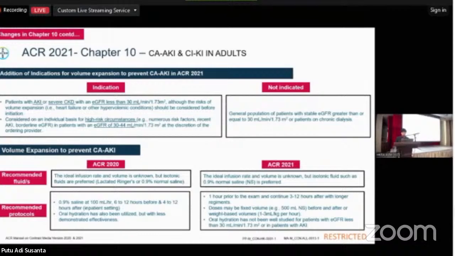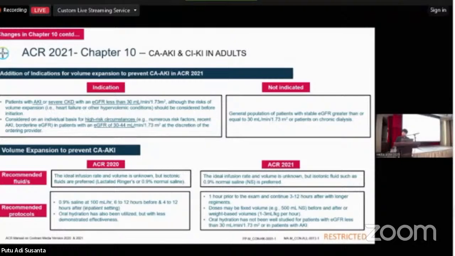And in 2021, the ACR guideline includes the indication for volume expansion, that it is indicated in patients with acute kidney injury and also in patients with severe kidney disease. For patients with borderline eGFR values around 30 to 44 milliliters per minute, if the patients are in a high-risk situation, then volume expansion may be considered based on the prescriber's decisions and monitoring. And also for the protocol, there's more specific information in the 2021 version.